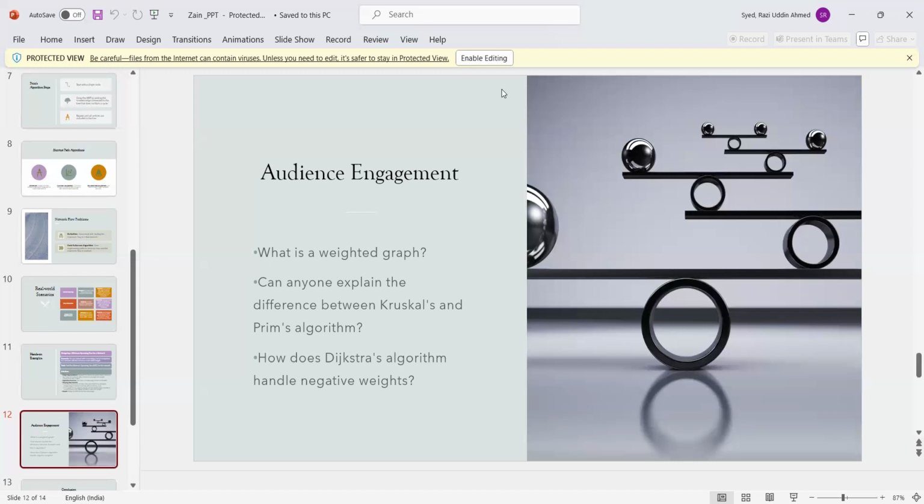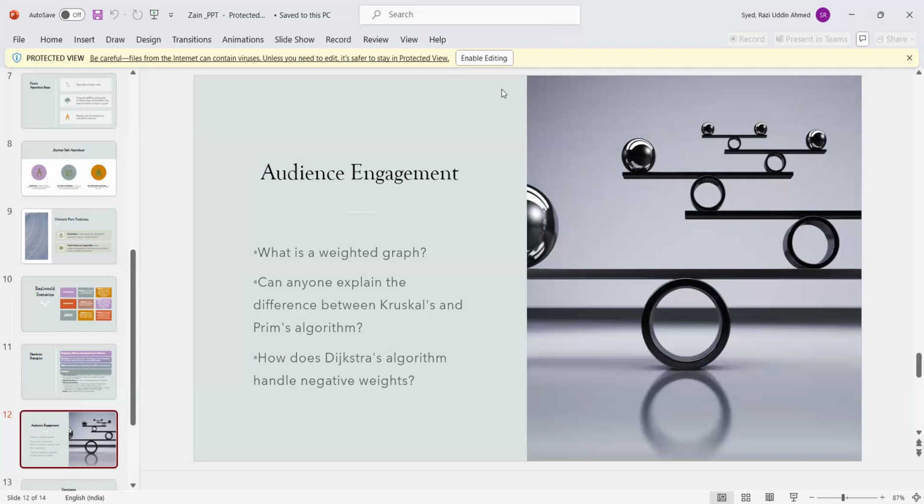Whereas Prim's algorithm is also a greedy algorithm, but it starts from an arbitrary vertex and grows the MST by adding the cheapest possible connection from the tree to a new vertex. Its process starts with an arbitrary vertex and includes it in the MST. Grow the MST by adding the cheapest edge that connects a vertex already in the MST to a vertex not yet in the MST. Repeat until all vertices are included.